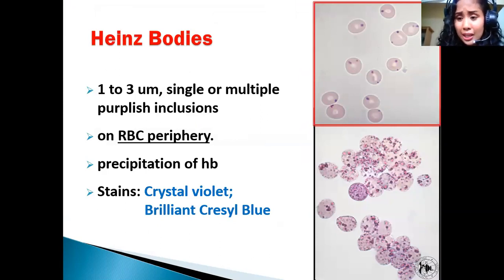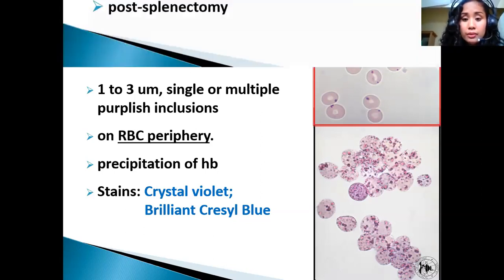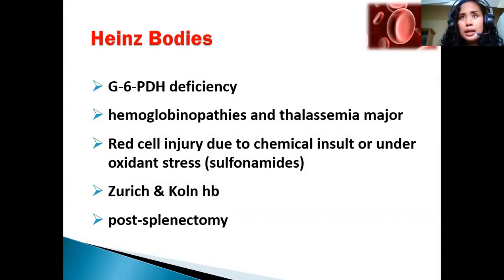Ma'am, how can we differentiate this from Howell-Jolly body from the others? It should be positive with a supravital stain, which is crystal violet, or brilliant cresyl blue. Yan. Positive sila sa supravital stains, BCB and crystal violet. So your Heinz body class. So what's the reason for the precipitation of hemoglobin? This is due to the oxidation of hemoglobin. So therefore, class, Heinz body is a hallmark of oxidative injury.